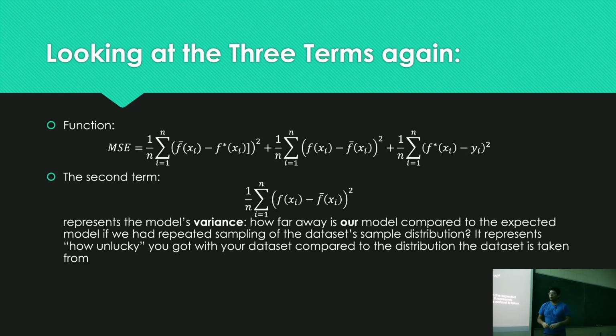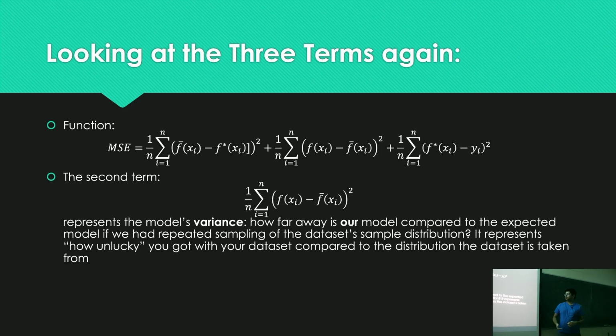And there is this ideal function, f bar, because of the way you imagine your data set, you imagine your distribution of the points to be. Well, that difference is variance. It's kind of telling you, hey, you're a little bit off from the model that you could have been if you knew the distribution. And so it measures how far away our model is compared to the expected model if we had repeated sampling of this data set, the sampling distribution.